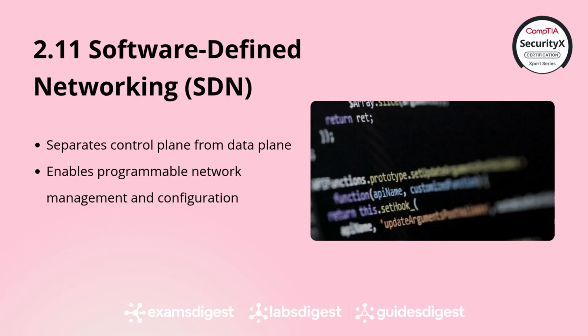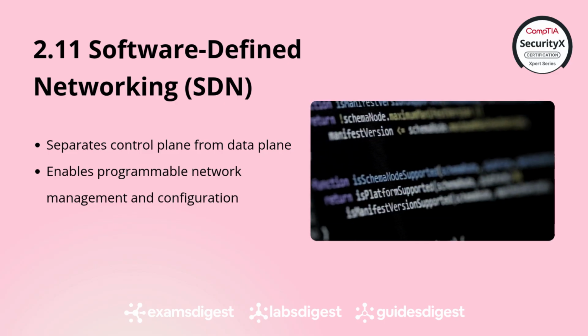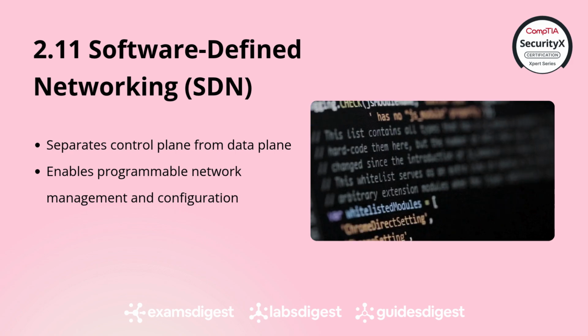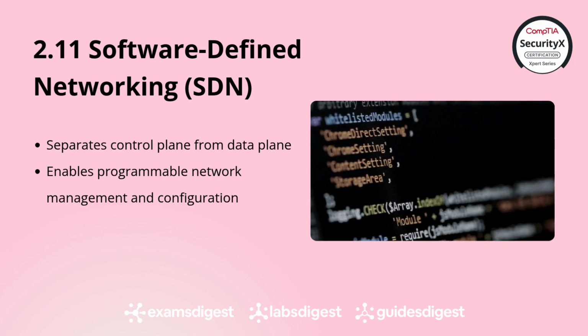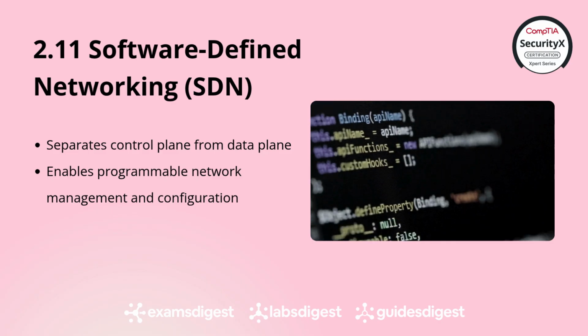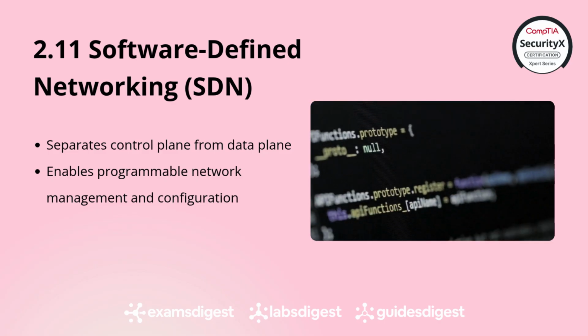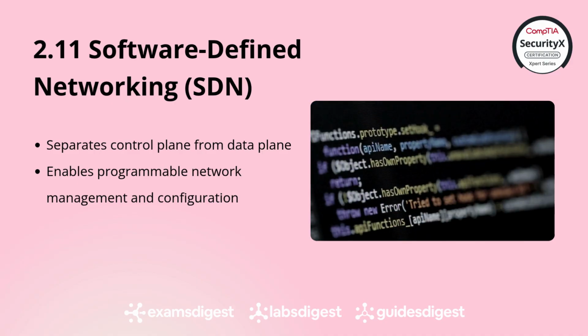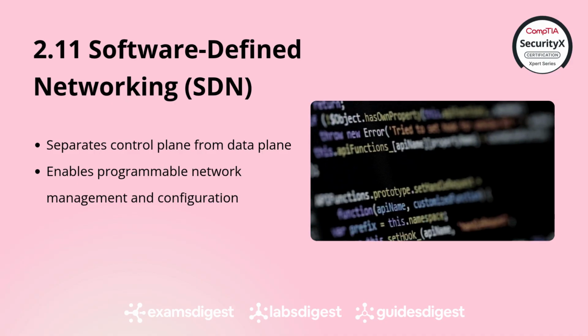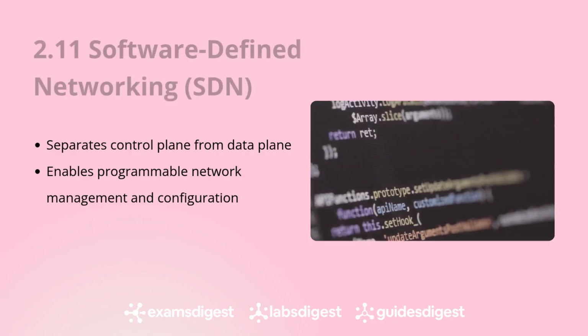SDN separates the control plane from the data plane, allowing administrators to programmatically manage and configure network resources. This level of automation and flexibility is essential for implementing zero trust principles, as it enables precise control over traffic flows, rapid response to security incidents, and seamless integration of security policies across the network.